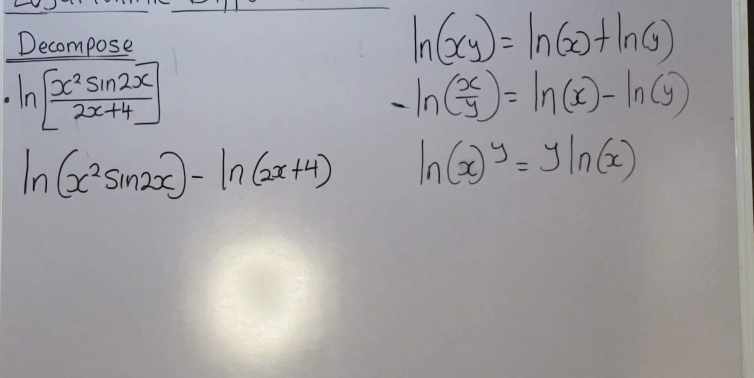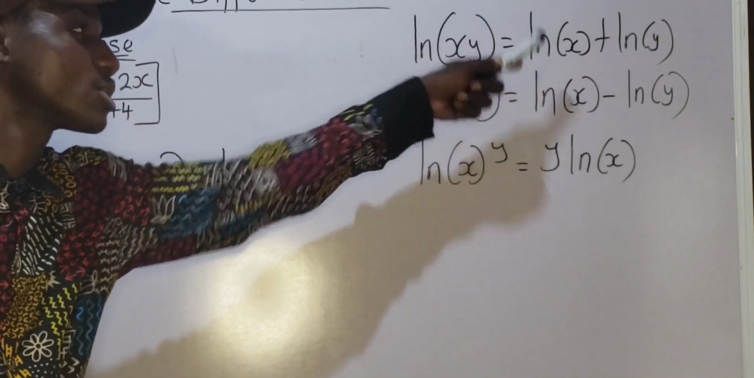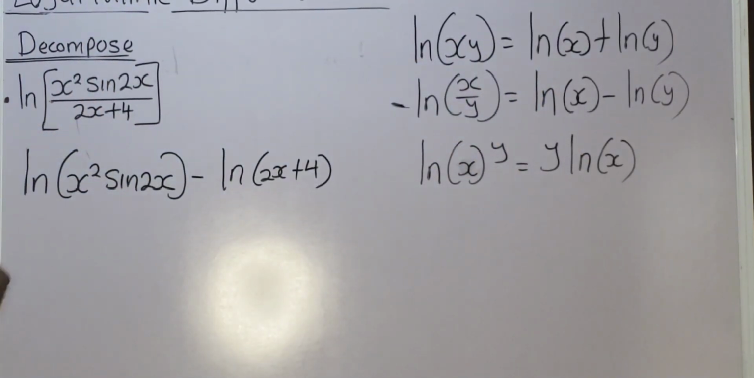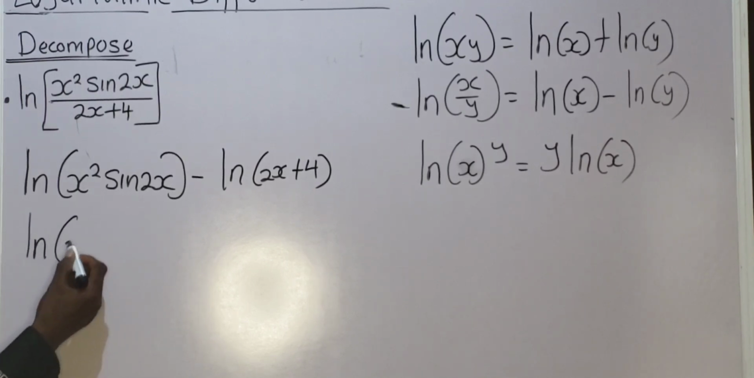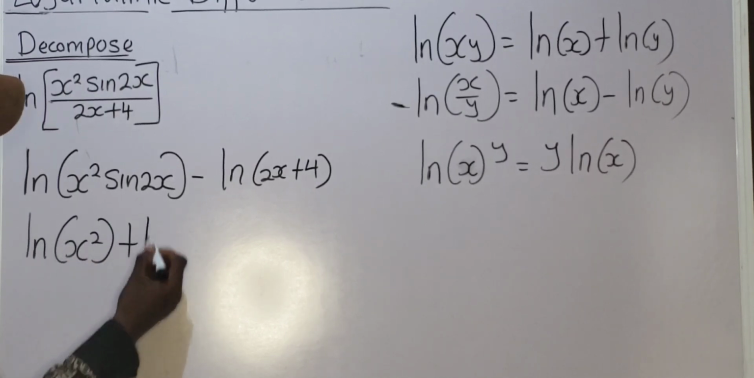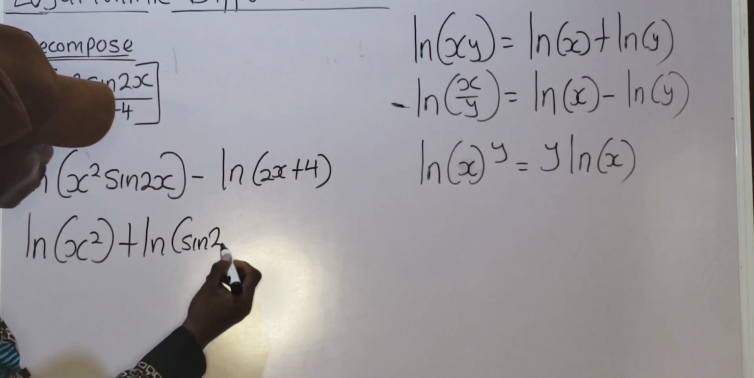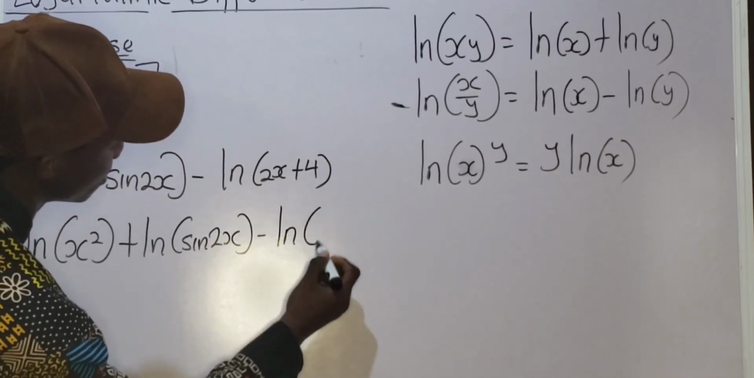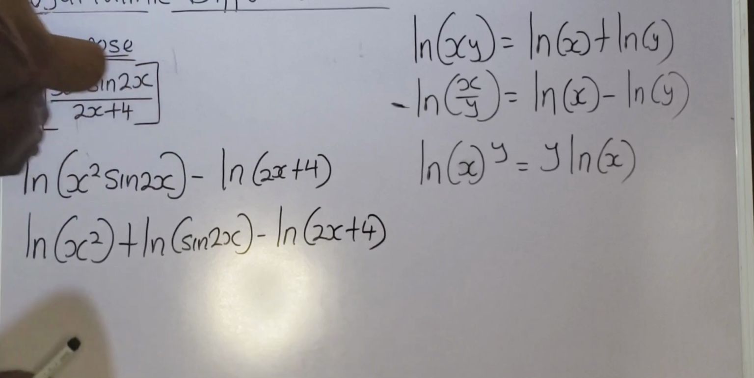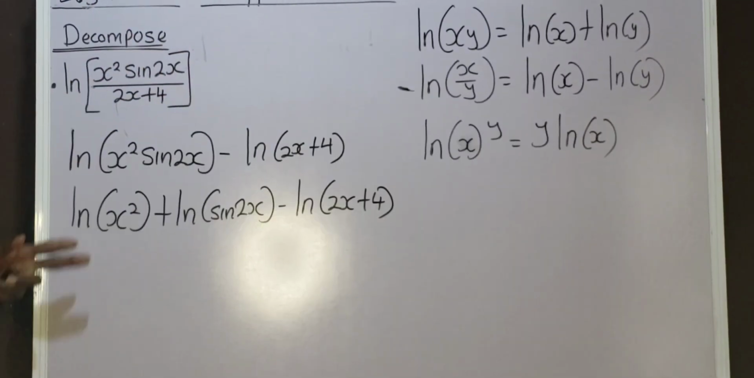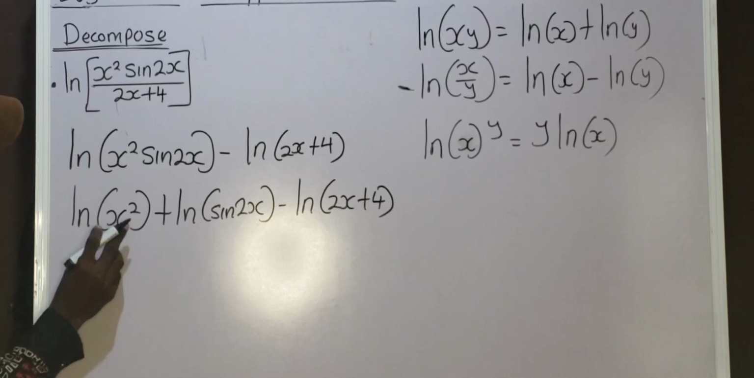Now, I can still further decompose this function because I have a product sign between x squared and sine 2x. Do you understand? And I told you that the natural log of a product is equal to the sum of the natural logs according to the first law. Is that not it? So for this, I'm going to have ln x squared plus ln sine 2x minus ln of 2x plus 4. Do you understand how I got this? Can we still reduce this function further or not? Yeah, we can still reduce it. I can rewrite this x squared as this.